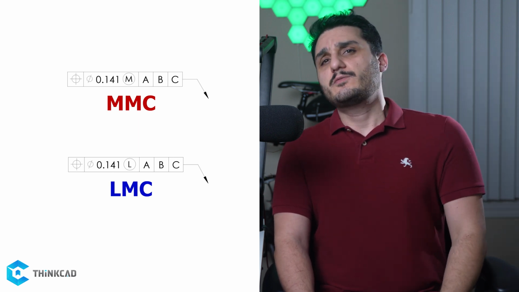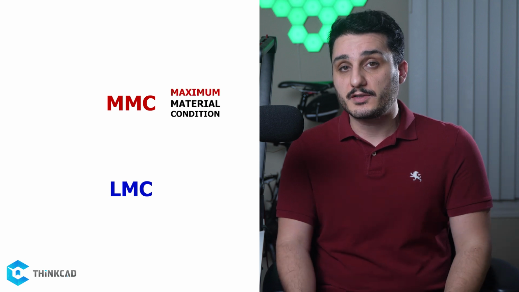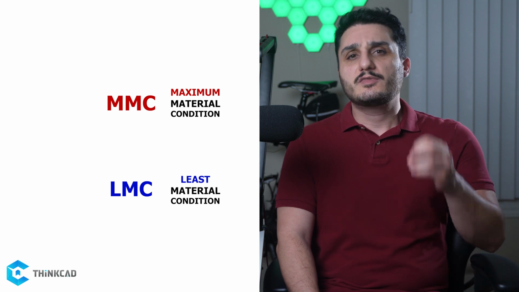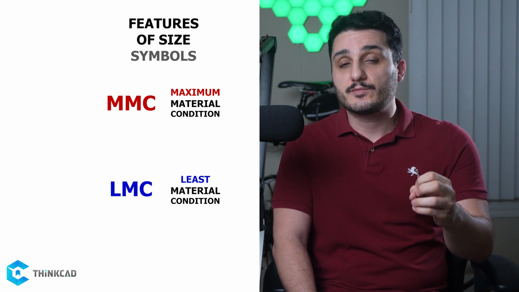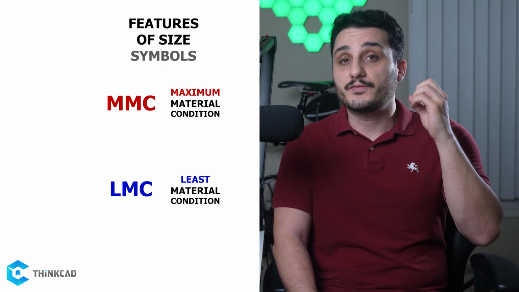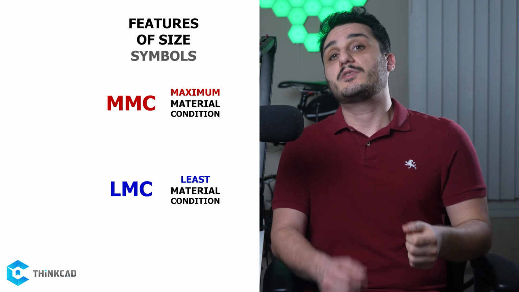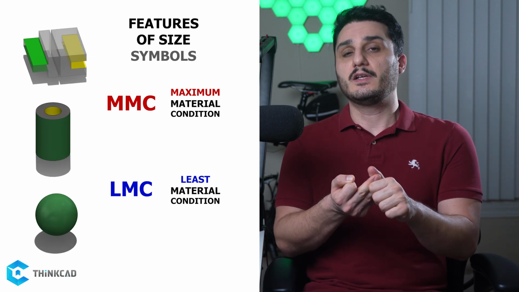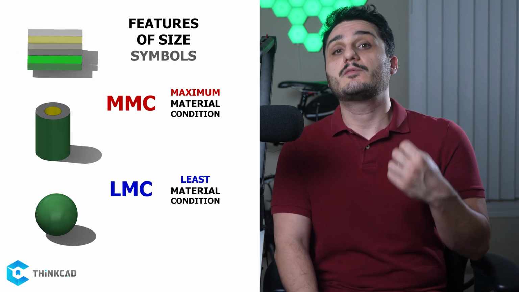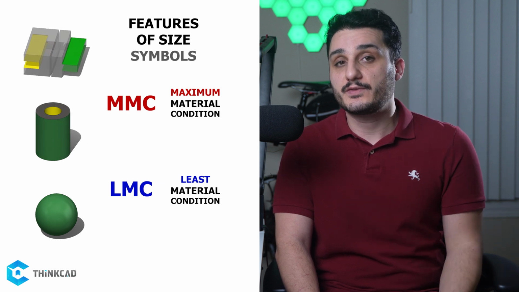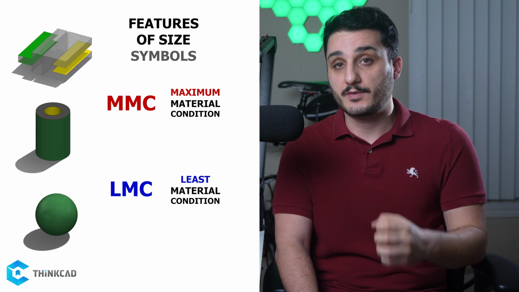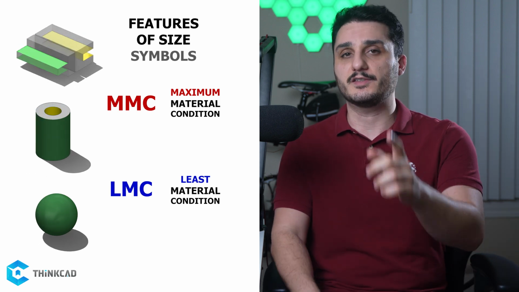Okay, so let's see what MMC and LMC mean. MMC stands for maximum material condition and LMC stands for least material condition. MMC and LMC are features of size symbols, which means they can be applied to features of size. These can be planar features of size, cylindrical ones, or spherical ones. In this video, I'll teach you MMC and LMC using cylindrical features, but just know that the exact same concept applies to the other ones. It's very easy, I promise.